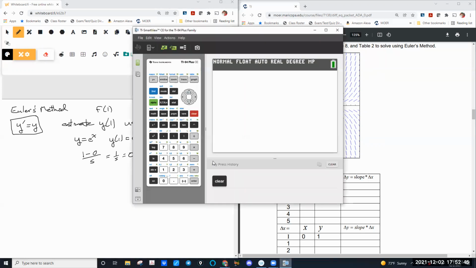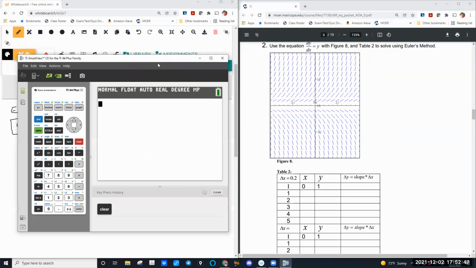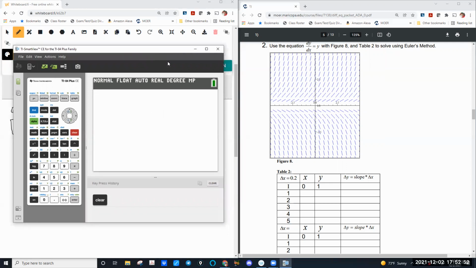So let's see what this looks like. And guys, feel free to ask questions because there is usually a Euler's method problem on the exam. We'll use the calculator. I'm just going to write on this worksheet.